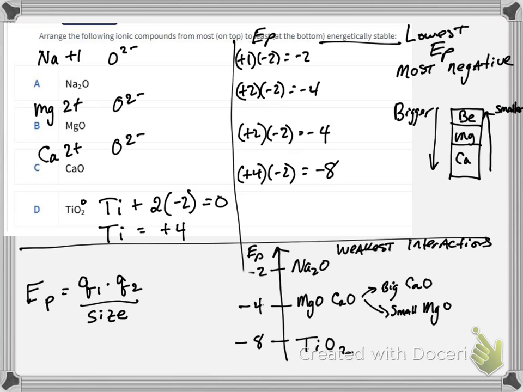It would go weakest, then calcium oxide, then magnesium oxide. At the very bottom, the most stable would be titanium oxide.